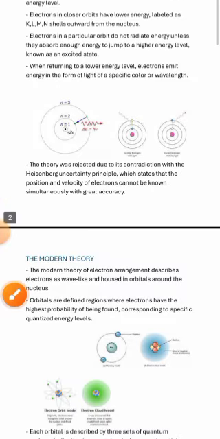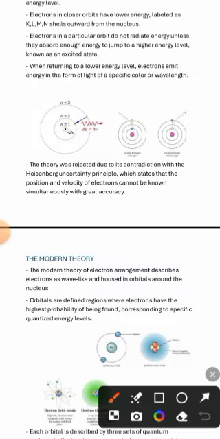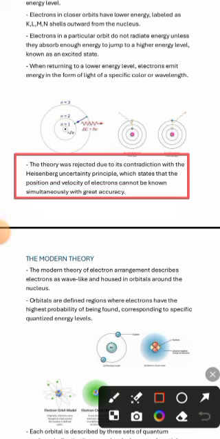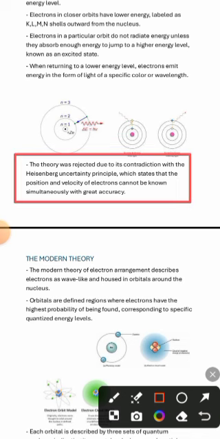The theory was rejected due to its contradiction with the Einstein uncertainty principle, which states that position and velocity of electrons cannot be known simultaneously with great accuracy. Bohr's model said the position and the velocity of electrons can be known with great accuracy, which is in contradiction with the uncertainty principle.